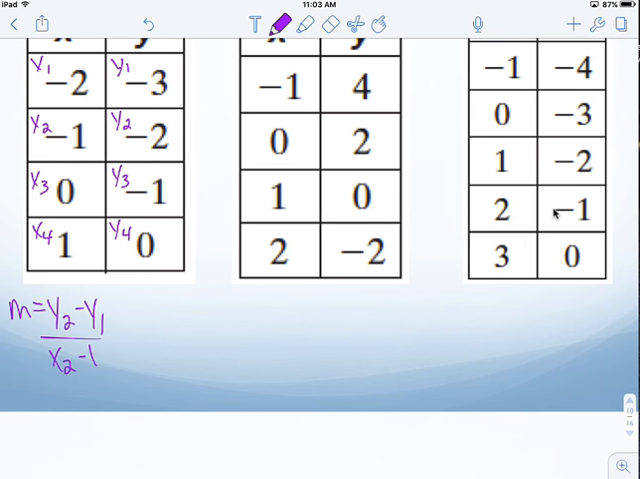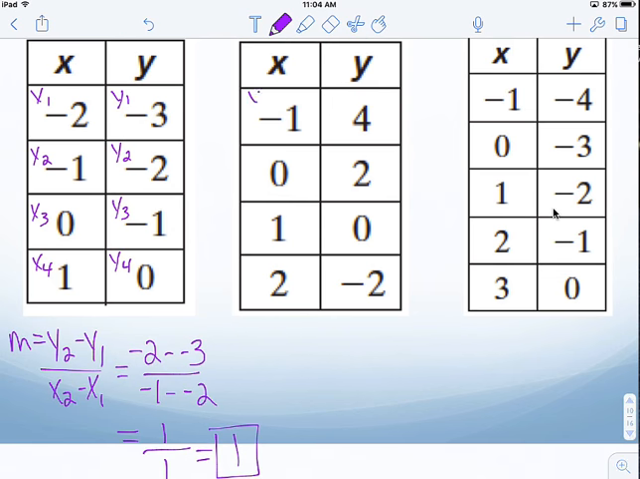This would be the same thing as negative 2 minus negative 3 over negative 1 minus negative 2, which reduces to 1 over 1, which is just 1. So the slope on the first one is 1. Same thing with the second table. We have our x1, x2, y1, and y2. And you can pick any 2 points on the table. They will all give you the same slope.